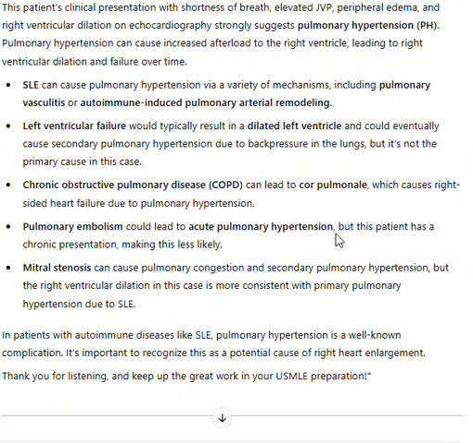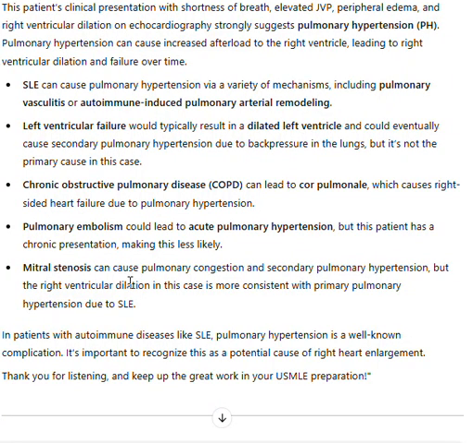Chronic obstructive pulmonary disease, COPD, can lead to cor pulmonale, which causes right-sided heart failure due to pulmonary hypertension. Pulmonary embolism could lead to acute pulmonary hypertension, but this patient has a chronic presentation, making this less likely.